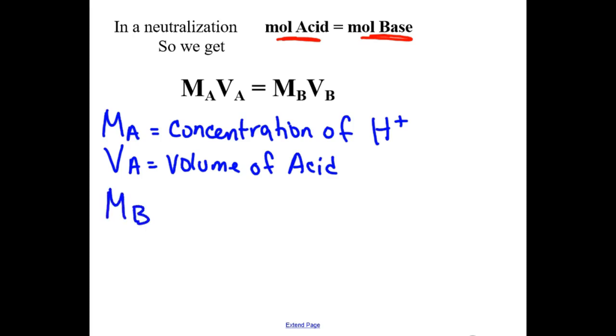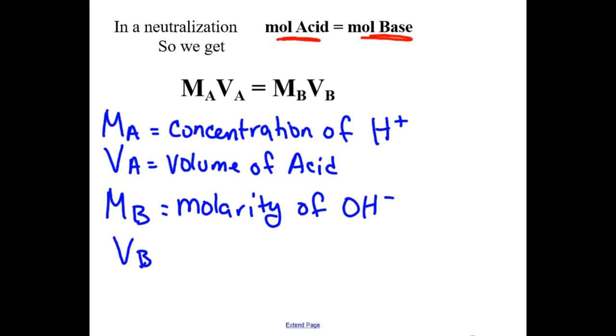Mb, just like Ma, doesn't stand for the molarity of the base, but instead that ion. So Mb is going to stand for the molarity of the hydroxide ion. Vb is going to be the volume. All right, so let's do some practice problems. You're going to need your calculator, so you can take those out.